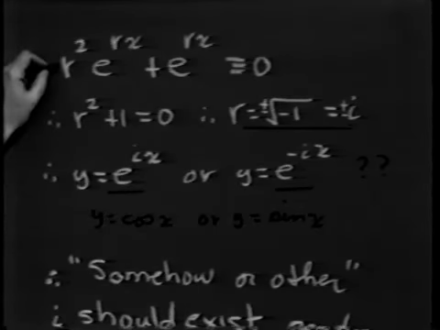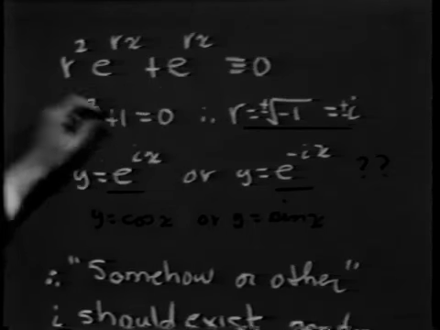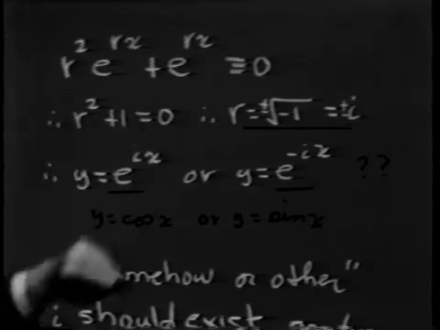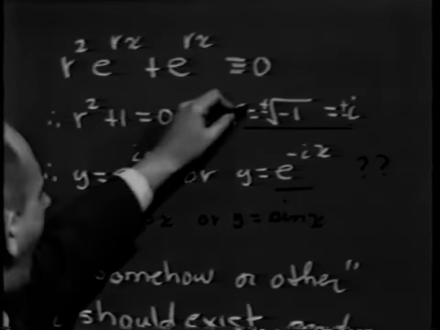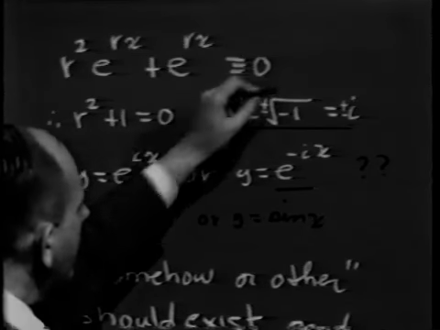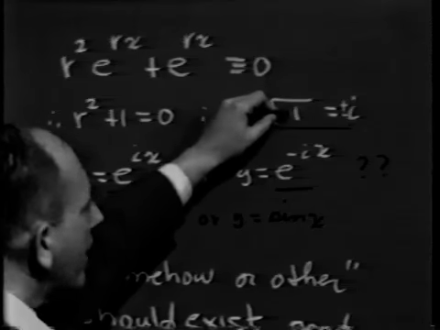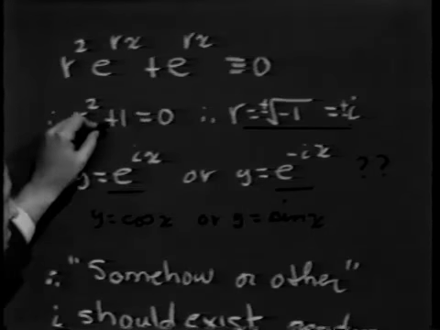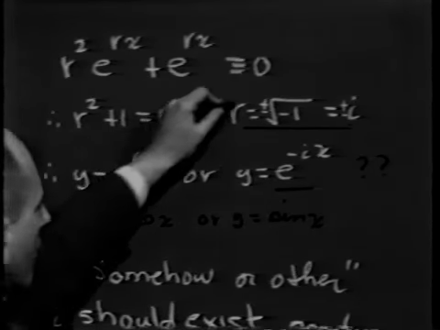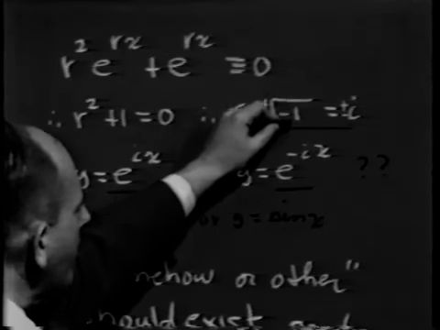I factor out the e to the rx, which can't be 0. Therefore, it must be that r squared plus 1 is 0, or r is equal to plus or minus the square root of minus 1. Now, you see, so far, I don't know what this thing means because there certainly is no real number which has this property, because the square of a real number has to be positive. It can't be minus 1.